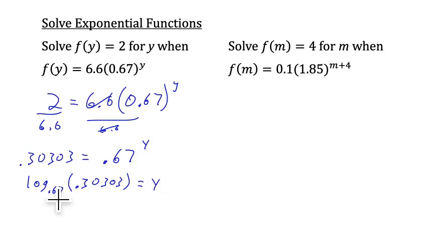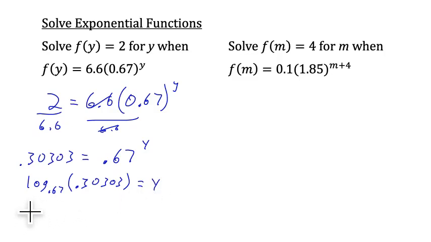Most scientific calculators do not have a button that allows you to use a base of 0.67. So we are going to use the change of base rule and use base 10, because scientific calculators do have a log base 10 button. And when we do base 10, we don't write the 10.